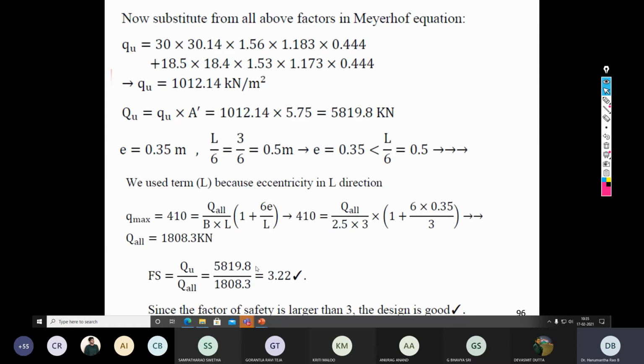That is because in case of Q max, you are taking the overall geometry, but in case of the bearing capacity, you need to take the effective area. Suppose you take this QU and Q max, it is not totally, but indirectly indicates there is no eccentricity.